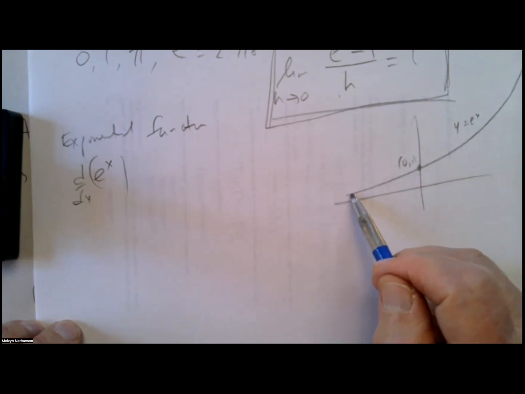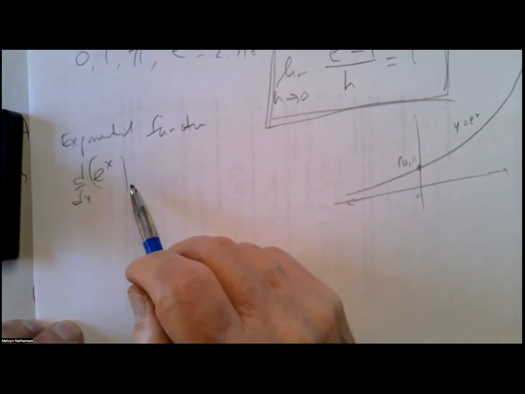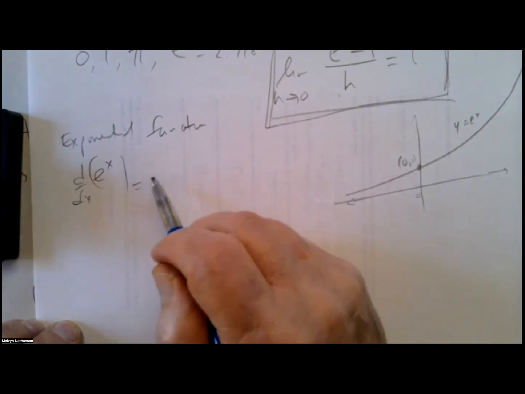That function looks like that. e to the 0 is 1, but the graph of y equals e to the x goes like that. It's always positive. It approaches 0 as you go to minus infinity, and it approaches plus infinity as you go to plus infinity. So what is the derivative of e to the x?